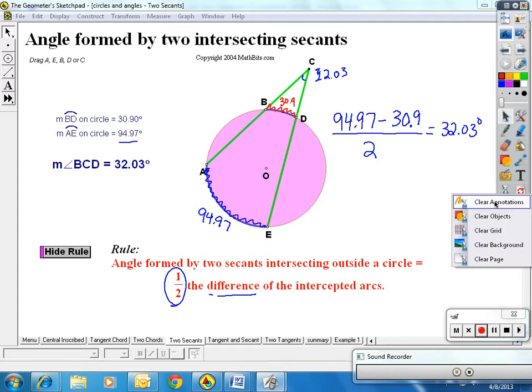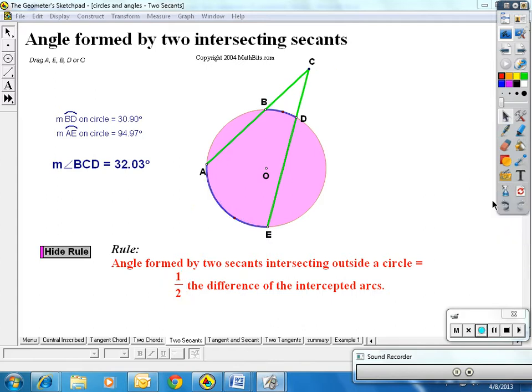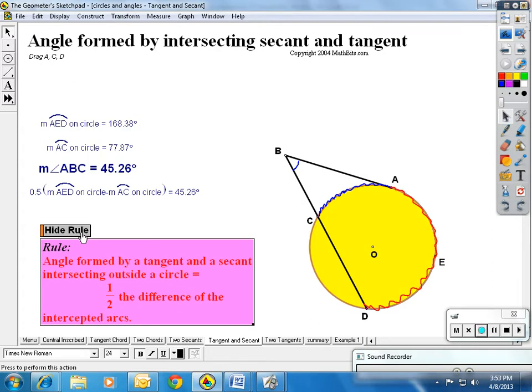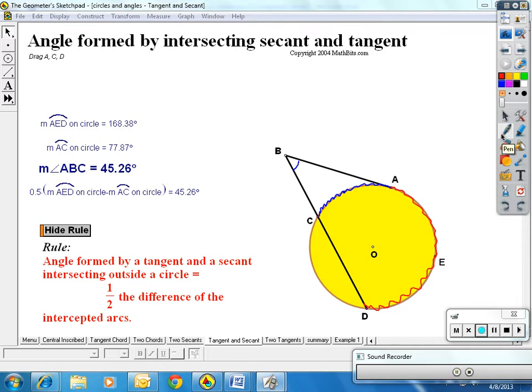So, for example, our next one is the tangent secant. I've got an angle that has been created by a tangent and a secant, this angle here. Well, the tangent and the secant also cut the circle into 2 arcs. This blue arc and this red arc. That circle has been divided into those 2 arcs. Again, I am going to take 1/2 the difference, 1/2 the difference of the arcs.